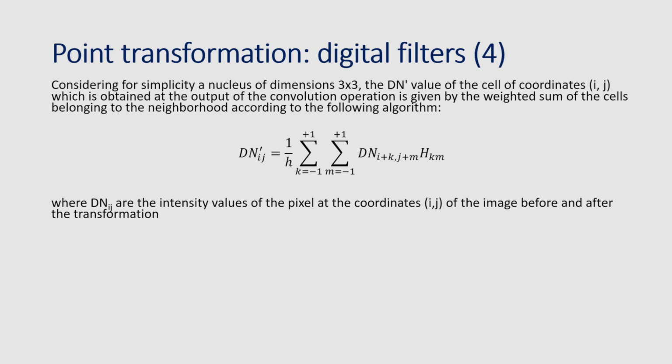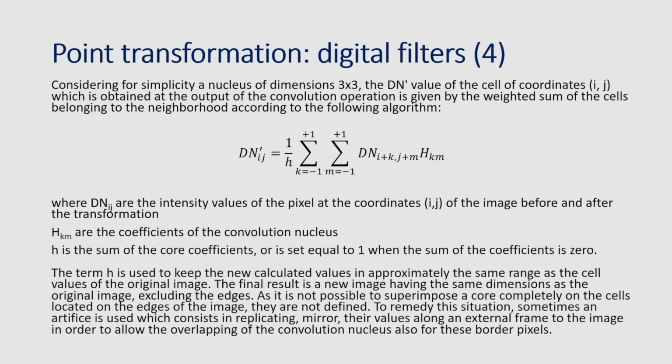Where DN(i,j) are the intensity values of the pixel at the coordinates i, j, of the image before and after the transformation. H(k,m) are the coefficients of the convolution nucleus. H is the sum of the core coefficients, or is set equal to 1 when the sum of the coefficients is 0. The term H is used to keep the new calculated values in approximately the same range as the cell values of the original image.